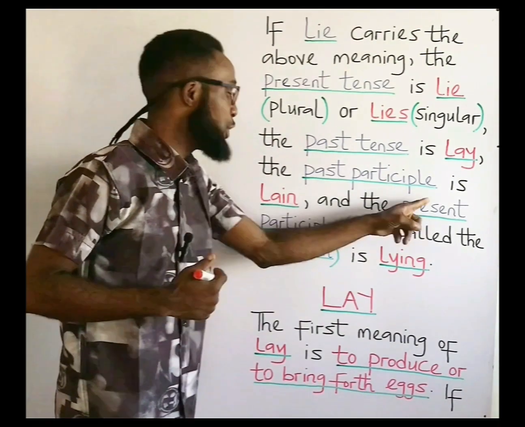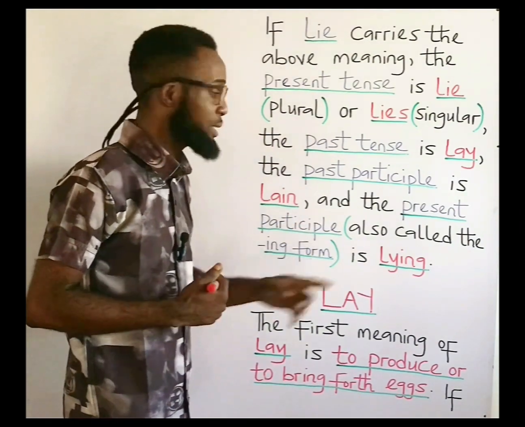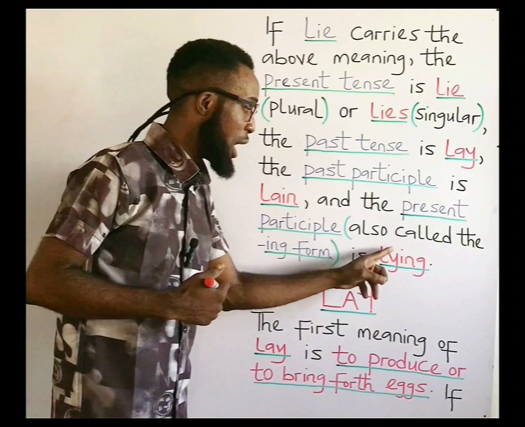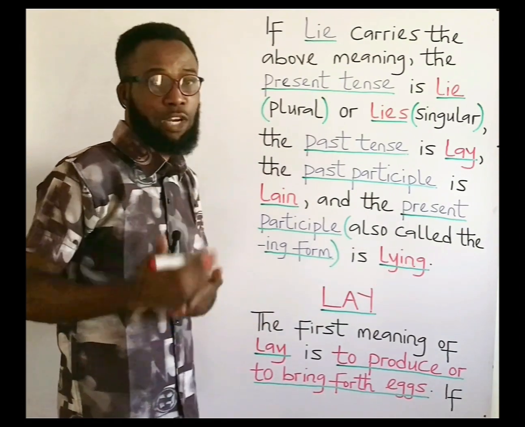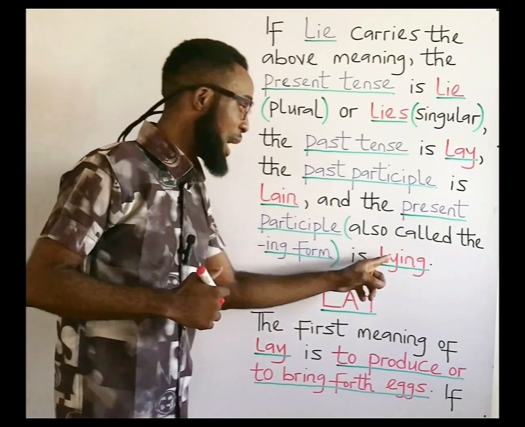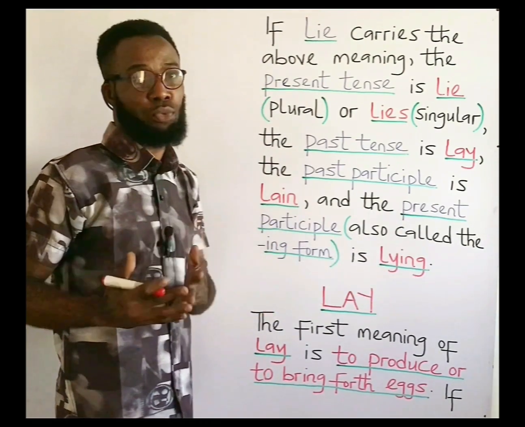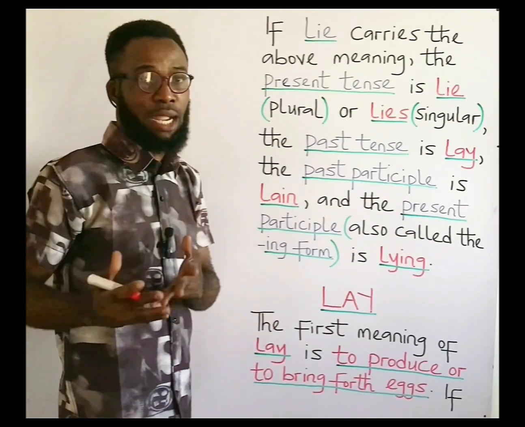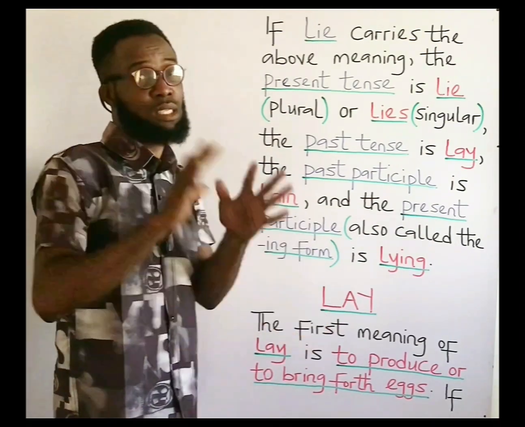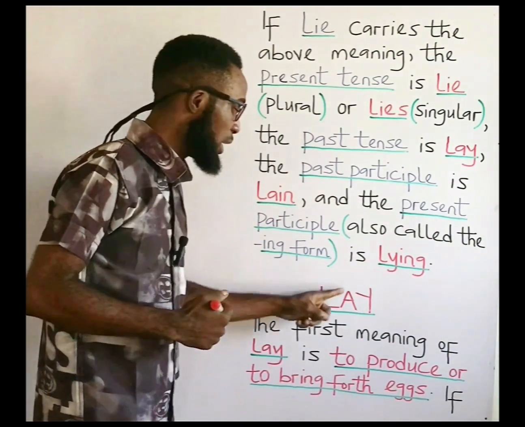And the present participle, also called the ing form, is lying, spelled L-Y-I-N-G. Please take note of the two meanings of lie and their tenses. It is important. Let us look at lay, spelled L-A-Y.